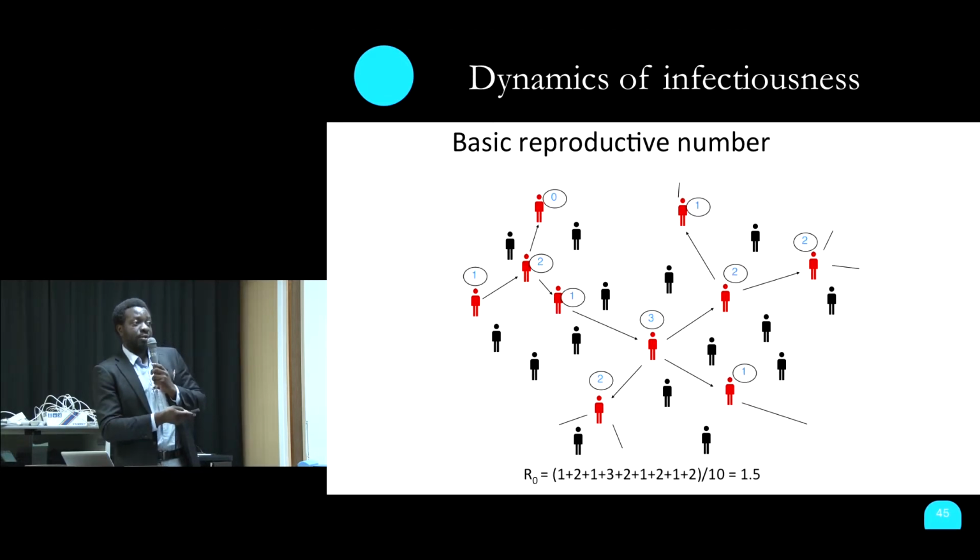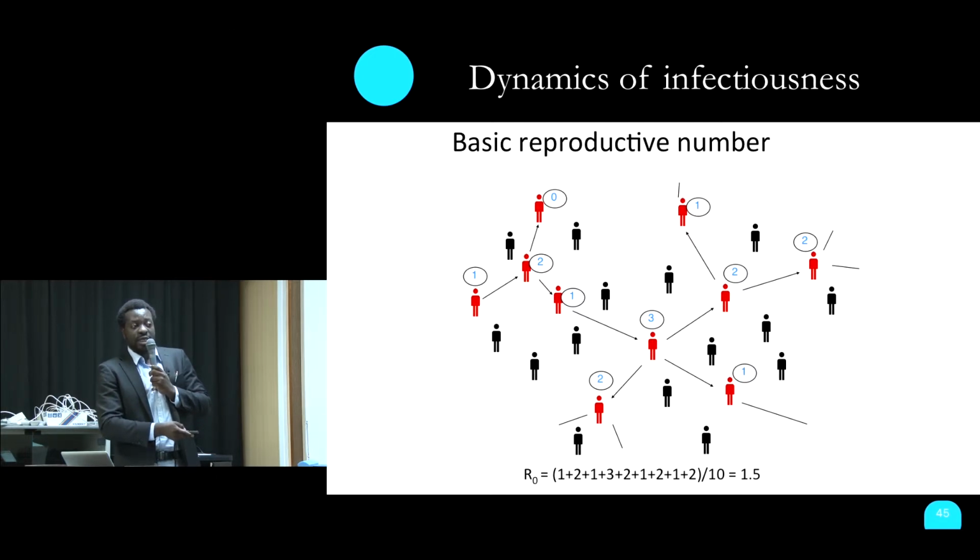For example, here, let's assume that the primary case is this one here. It could transmit infection only to 1 person, so he has transmitted to 1. Here, the secondary cases could transmit to 2 people, so he has 2. This one here could not transmit to anyone, so 0. He could transmit to 1, and so on and on.